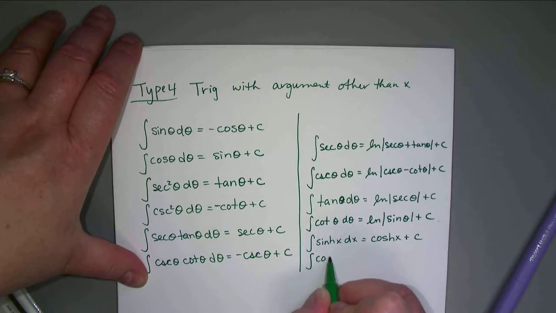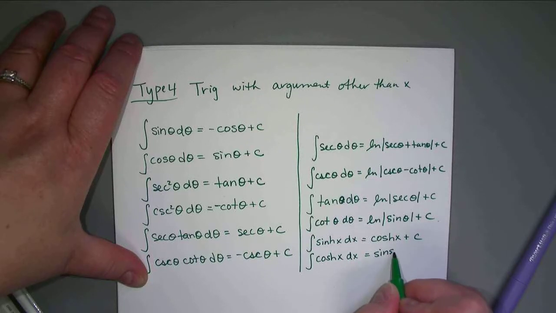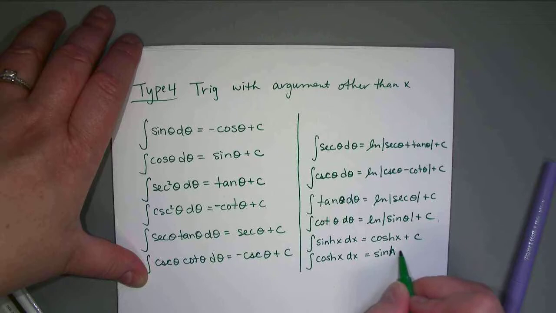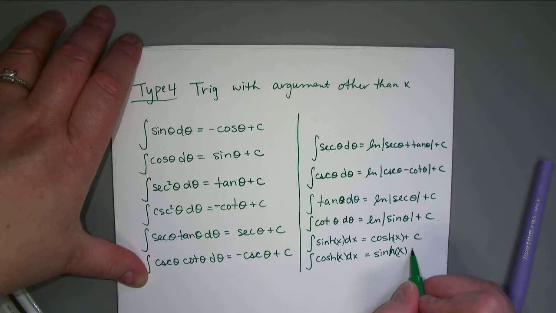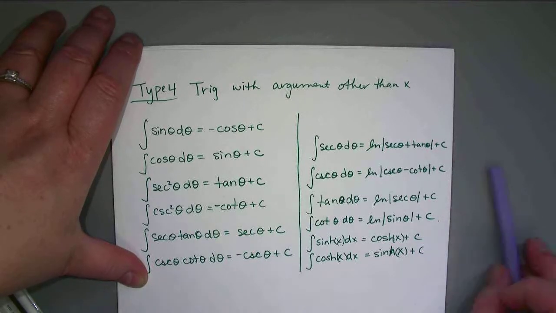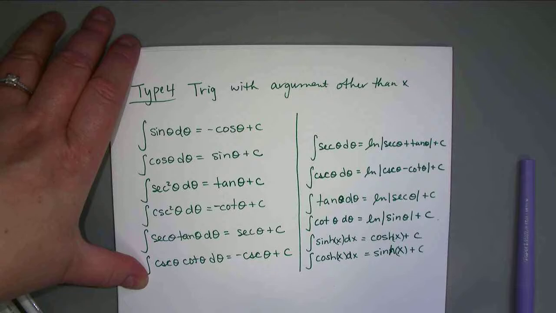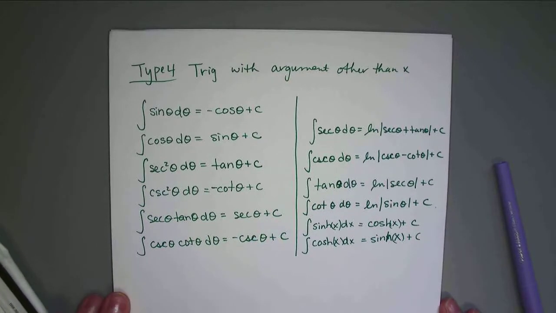And the hyperbolic cosine is sine. Those are both positive. All right, this is the argument. The h is part of the symbol. Okay, so all of these, you would really need to memorize them. So you should practice writing them because you do need to know them.